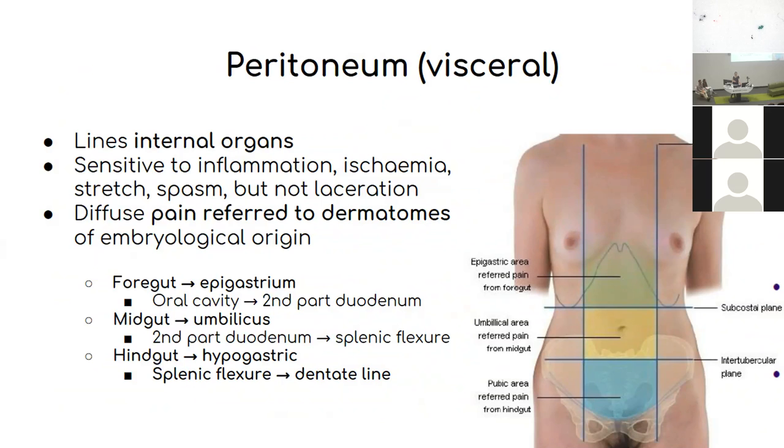Anything derived from your midgut will refer to your umbilicus, so around your belly button. And anything from the hindgut will refer to the suprapubic or hypogastric region. They're the same words, essentially. And it will be that really diffuse pain.